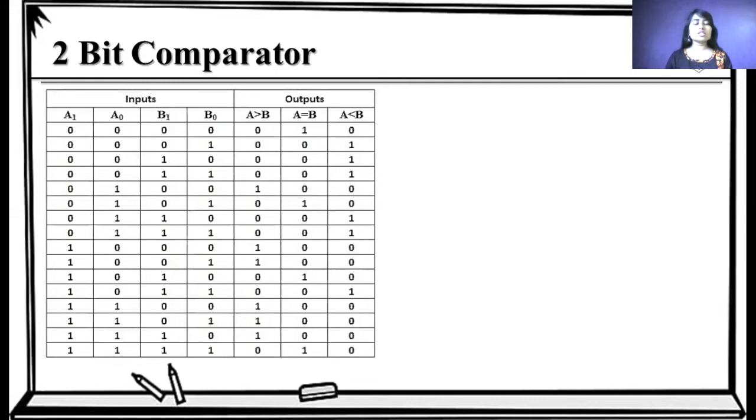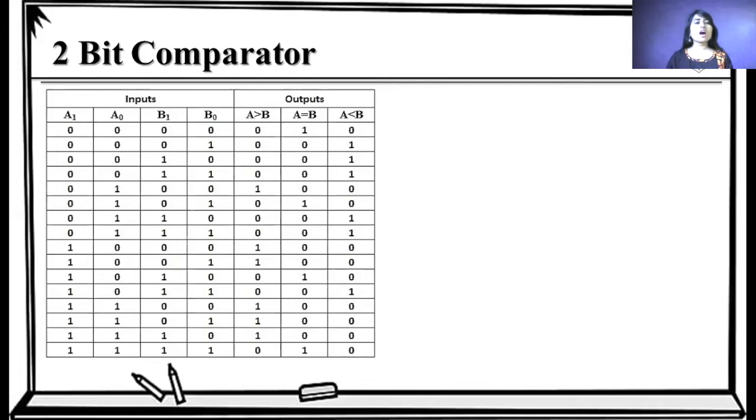Then for the next possible combination, 0, 0, 0, 1. First compare A1, B1. Here we have 0, 0. Then, since A1 and B1 are both the same, compare A0, B0. For the combination of A0, B0, we have A0 equals 0 and B0 equals 1. That means A less than B. So here A greater than B is 0, A equals B is 0, and A less than B is 1.